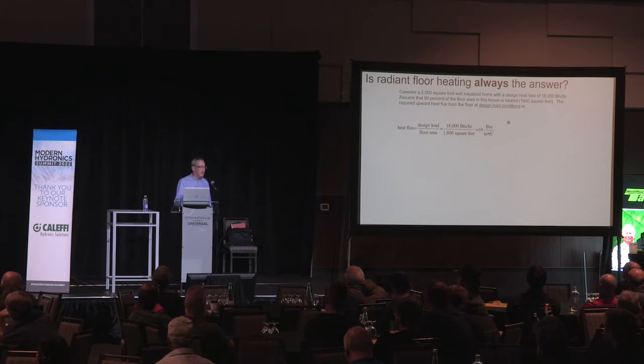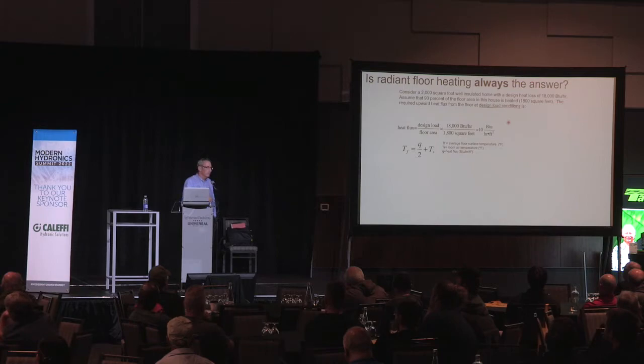We've got to provide 18,000 BTUs per hour. We've got 1,800 square feet to deliver it. So we need to provide 10 BTUs per hour per square foot at design. So how warm does the floor have to get?